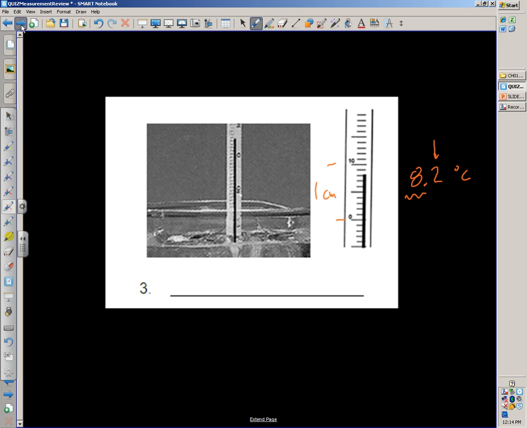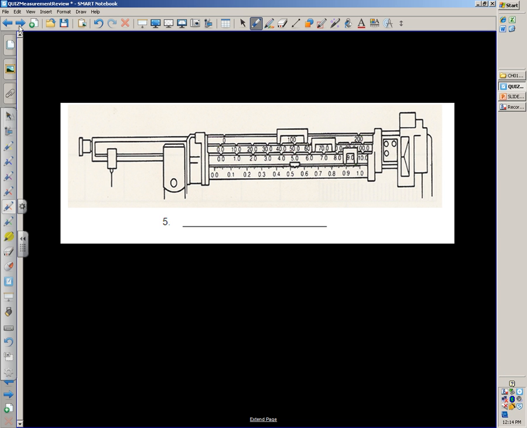I'm going to jump ahead to question number 5 because it's a little more straightforward. Okay? On the balance, right? 179. So my measurement's going to start off with 179 point. Now, these ones are labeled 0.1, 0.2, 0.3, 0.4. But if you look in between 0.3 and 0.4, 10 divisions. Yeah, they're small, but they're there. That means that each one of these lines represents 0.01 grams.